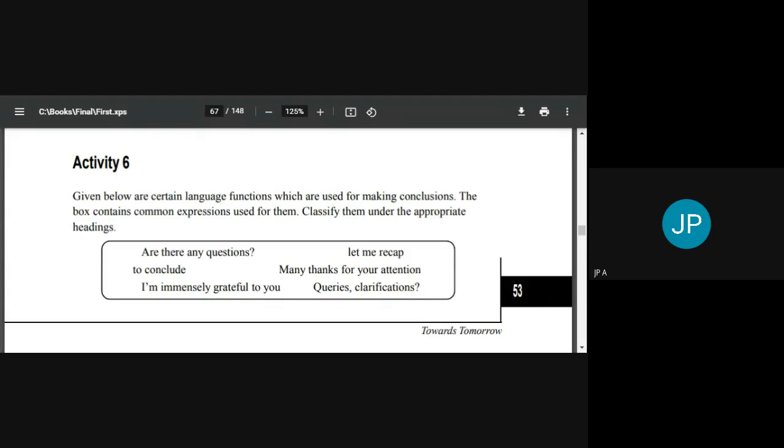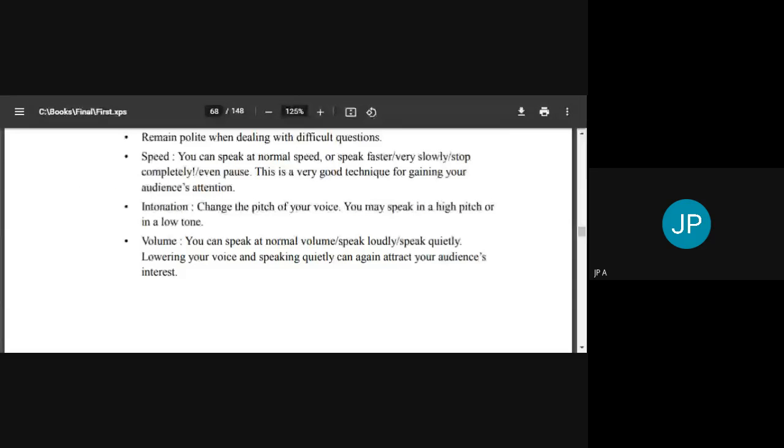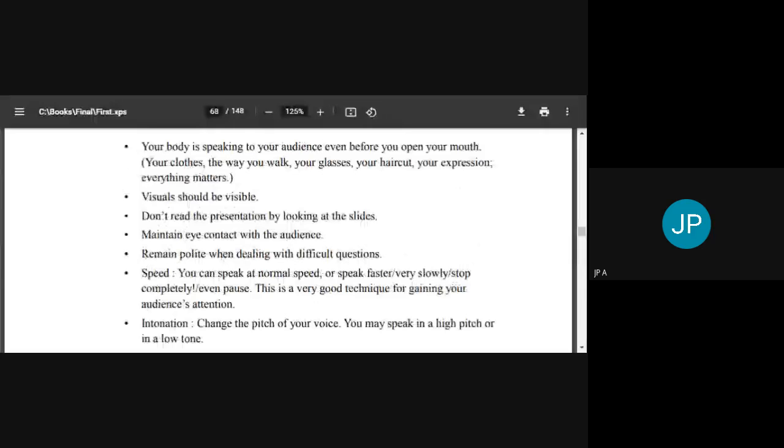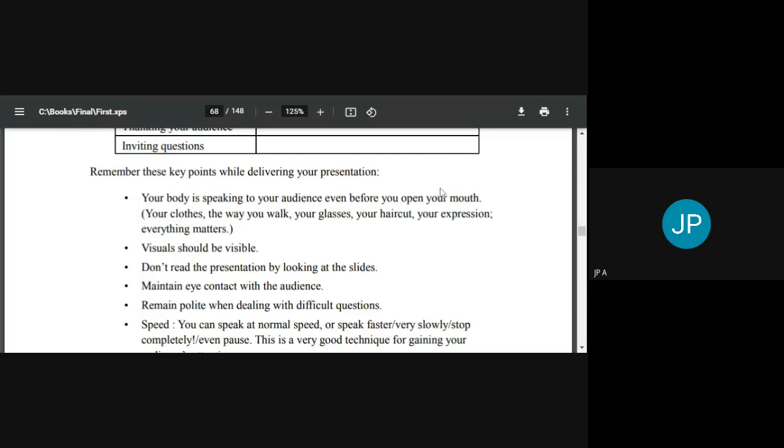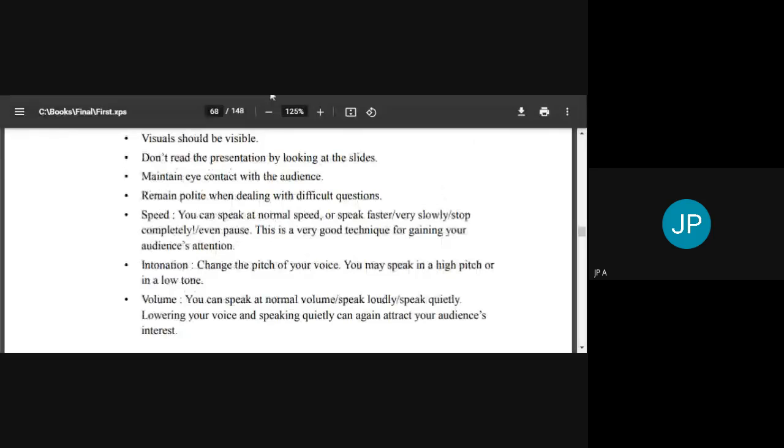And the next important thing about presentation is that we have to be very careful about how we interact with the audience. People may ask you difficult questions. You should not be flustered. We should be careful about our body language, the way we stand, the way we dress, the expression, etc. The slide should be very clear to the audience, and we should not read the entire presentation. There should be eye contact. We should be polite when they ask us difficult questions, and we should not go at a very huge speed. The audience should be able to understand the presentation easily, and the tone should be very clear.